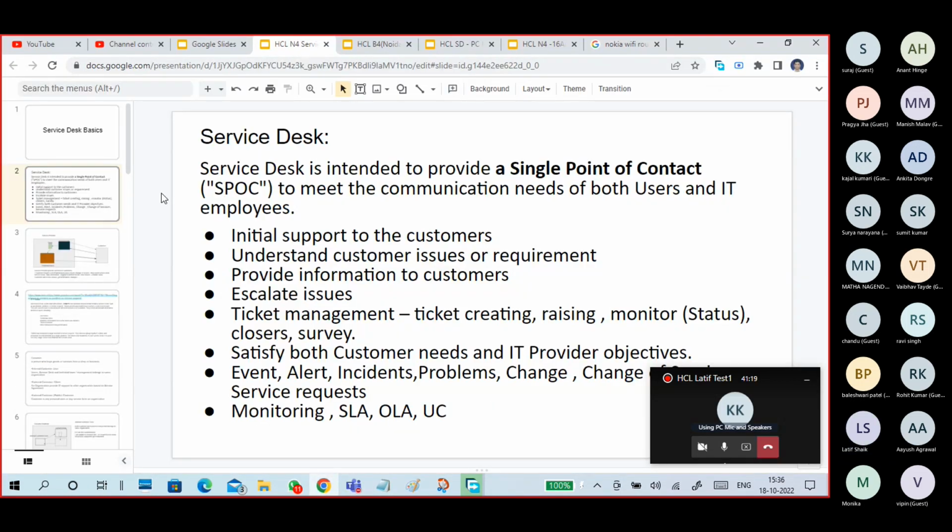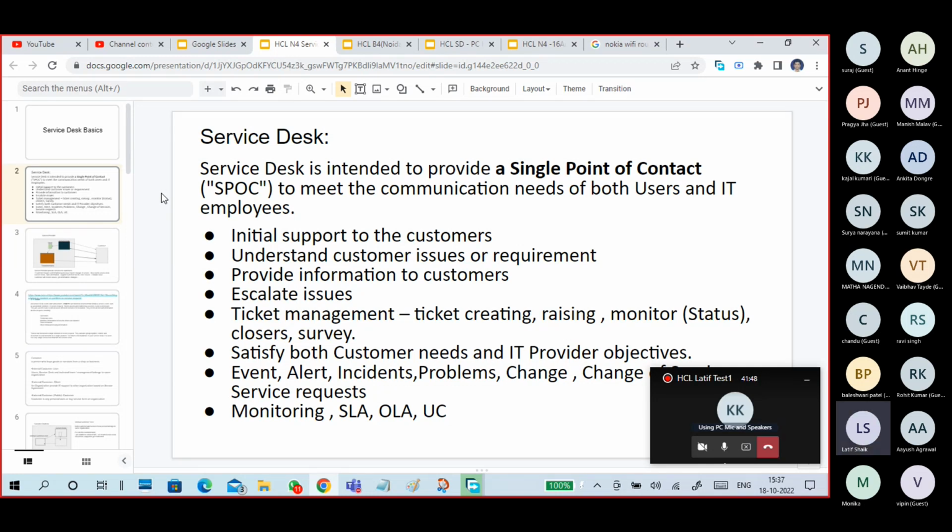Here it is. What is the service desk? It is intended to provide a single point of contact. It means when you contact them, the service desk person will understand the user requirement, and they will support the customer, or maybe they will forward this issue to a person who can handle the issues, such as technical employees.